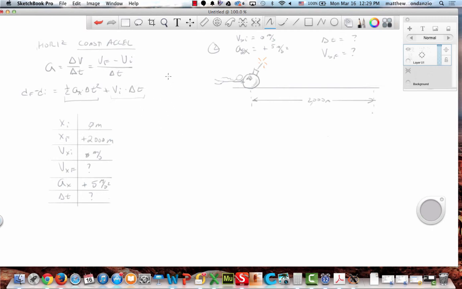So we're going to look at this one. We're going to say, what's our final position? 2,000 meters, which is 2K meters, minus my initial position, which is 0 meters, equals one half times what's my ax? Plus 5 meters per second squared, plus my initial velocity of 0 times delta t, which is 0. Then you can solve for delta time squared. There you go. Okay.